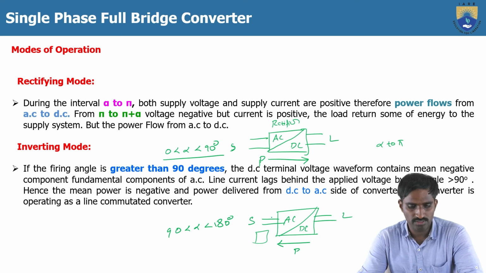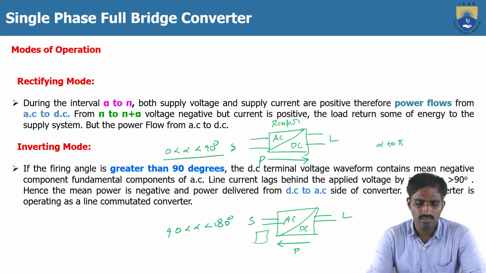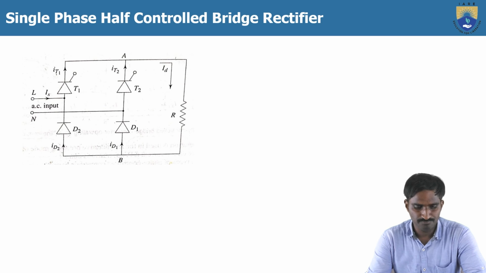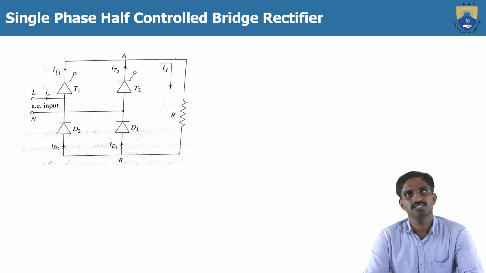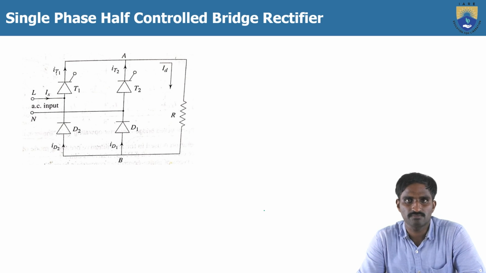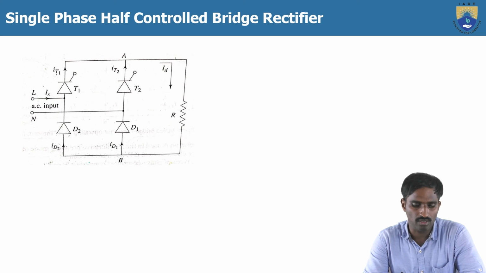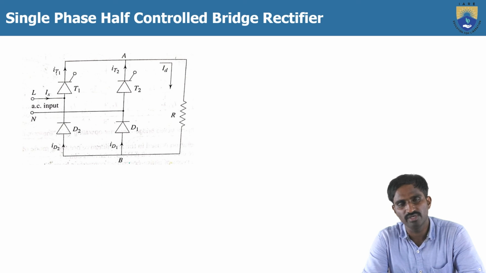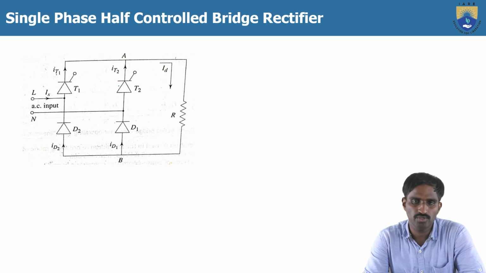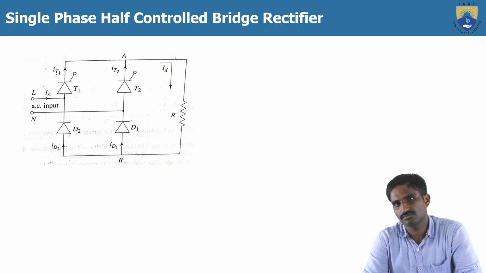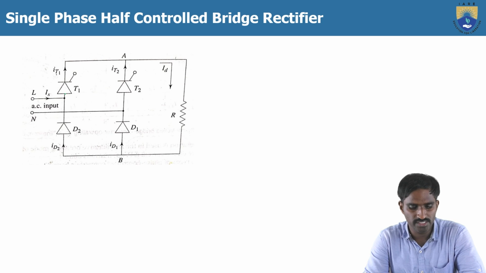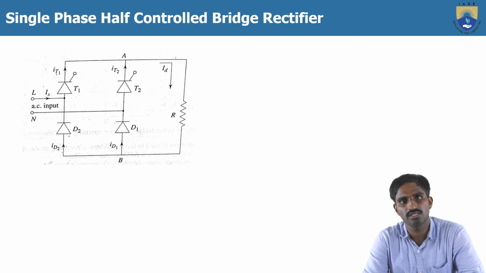So this is all about the single phase full bridge converter with R and RL load. Then the next topic is the single phase half controlled bridge rectifier. Why it is called full controlled and half controlled: in the full controlled case, all the switches are controllable because they are thyristors, and in the half controlled case, half of the switches are controllable and half are uncontrollable. That's why here you can see T1, I mean the upper switches, are controllable and the lower switches, D1 and D2, are uncontrolled diodes.